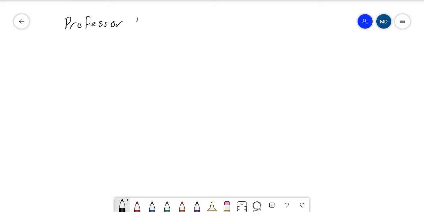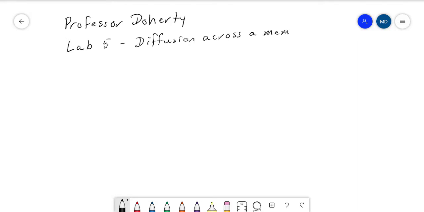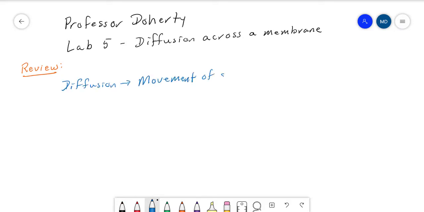This is Professor Doherty, and today we're going to be working on Lab 5, Diffusion across a membrane. Before we get started, let's review some important terminology for this lab. Diffusion is the movement of solutes from areas of high concentration to areas of low concentration.